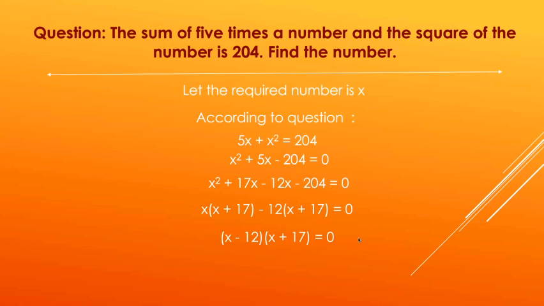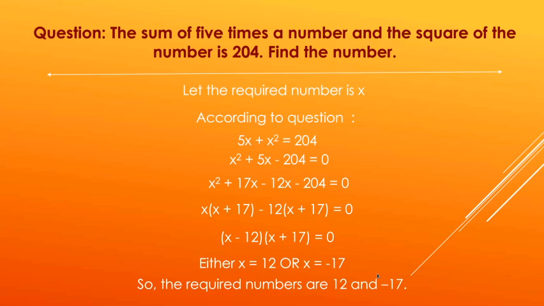Their product is equal to 0. If the product of two values is equal to 0, then either of the values will be equal to 0. x minus 12 is equal to 0 means x is equal to 12, and x plus 17 is equal to 0 means x is equal to minus 17. And it is not mentioned in the question that it is a positive number, so both of the values will be our answer. So our required numbers are 12 and minus 17. This is the end of the question.